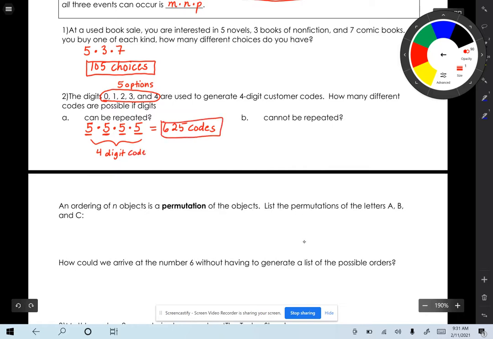For B, what if the digits cannot be repeated? Well, we have a 4-digit code. I'm going to multiply, we know that. First digit, you have 5 numbers to choose from. The second one, say you got 4, then you only have 4 numbers to pick from. Now you only have 3, and finally 2. So this one gave you 5 options to choose from. Here you only had 4 options because one of the numbers was chosen, and so on. So that will give you 120 codes.